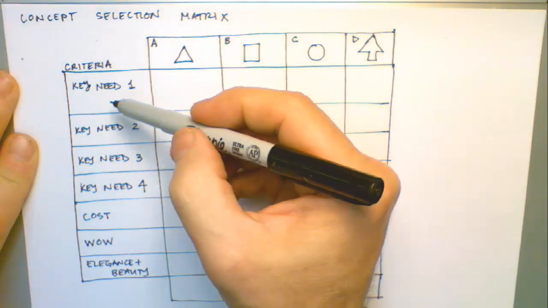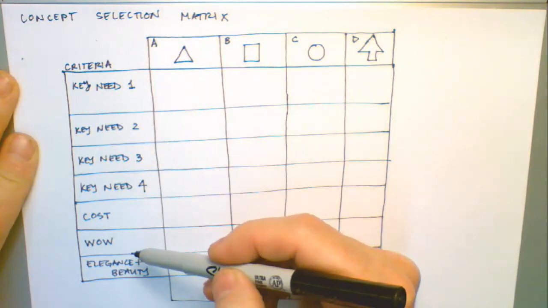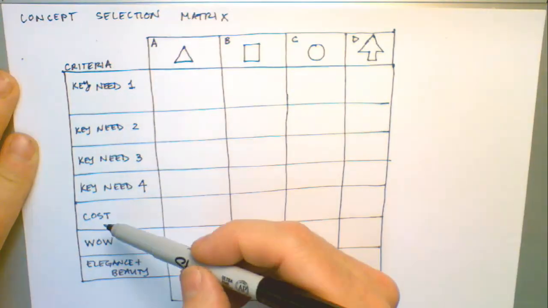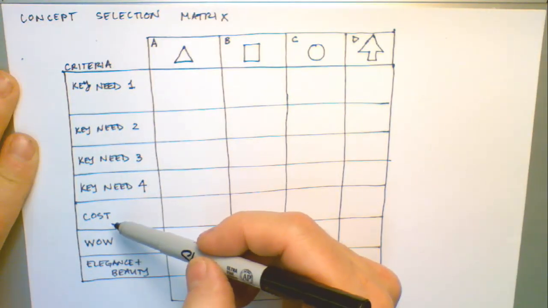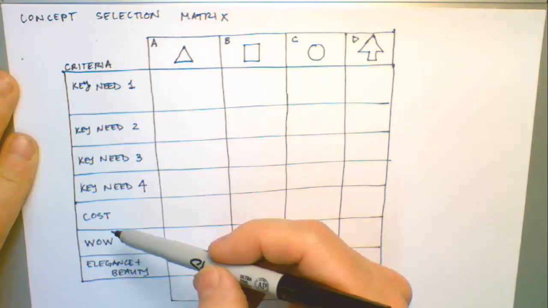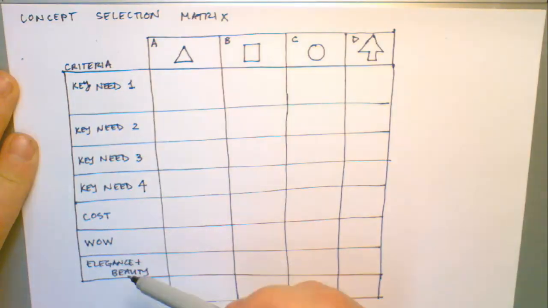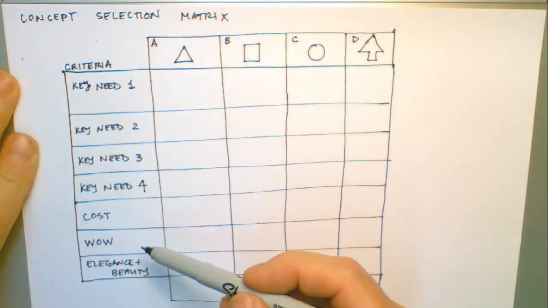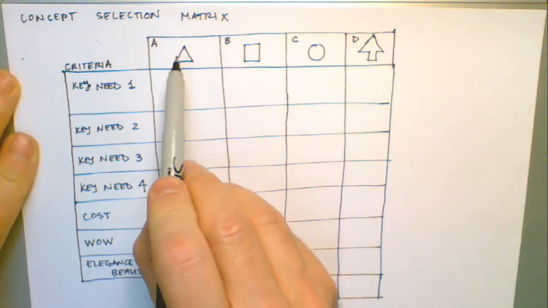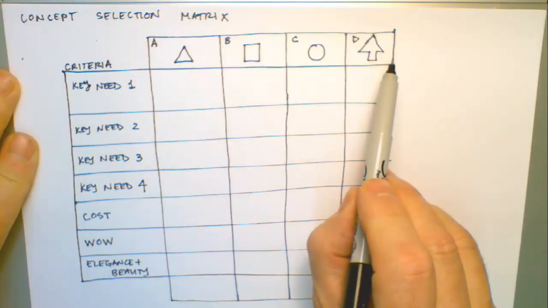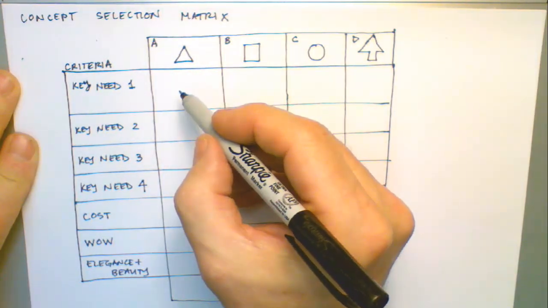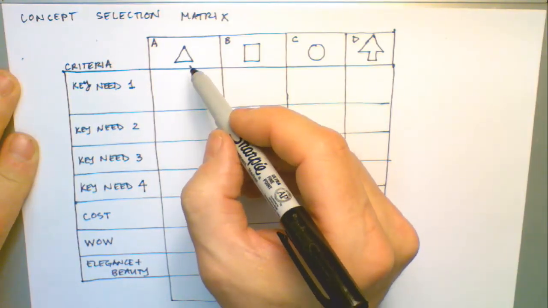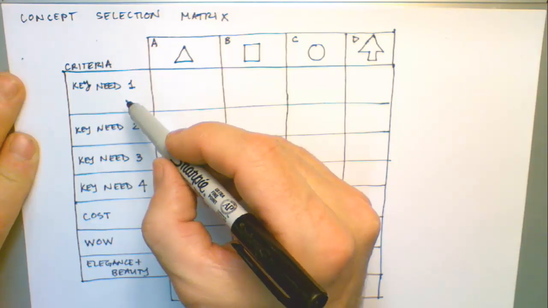Now you should remember that when we talked about what makes for a good concept, we said first and foremost it meets the needs, it has low cost or is efficient in terms of the value it delivers, it has some wow, and it's elegant and beautiful. So those form the criteria for the selection matrix. Our concepts are the columns, and what we do in using the matrix is to evaluate each concept with respect to each criterion.